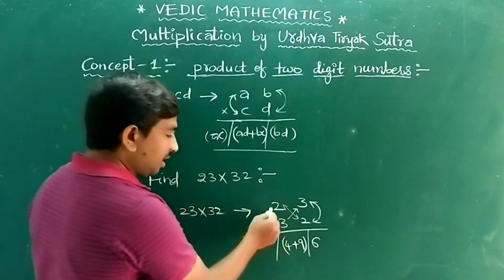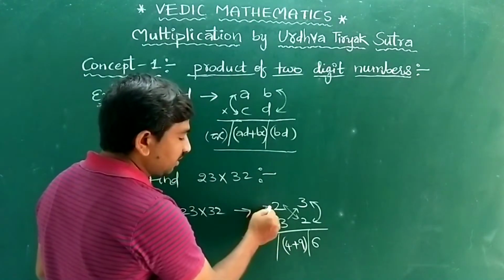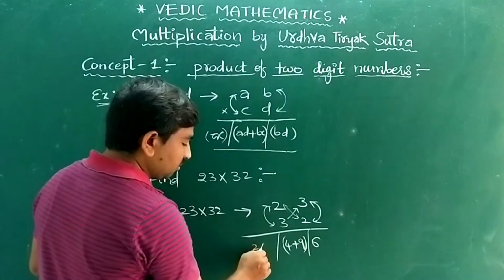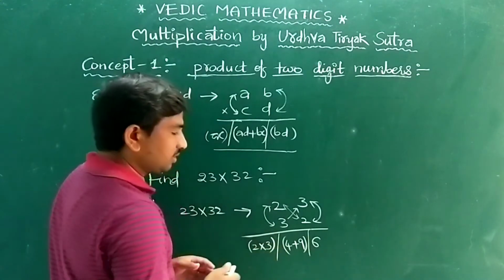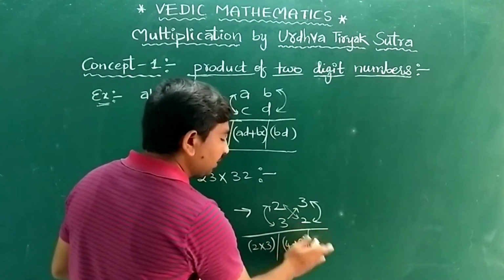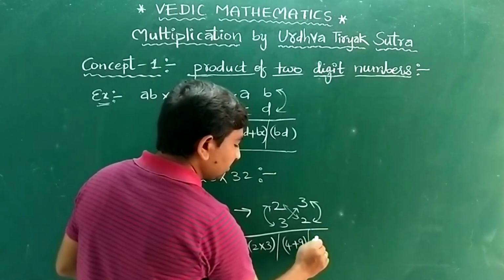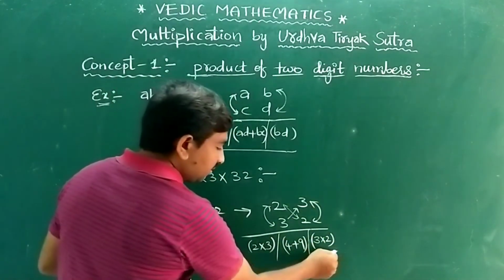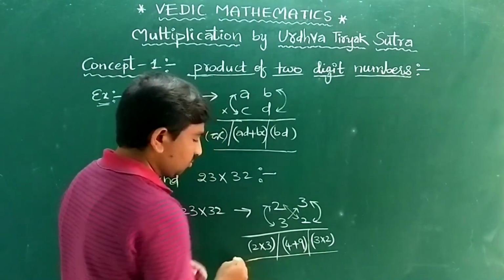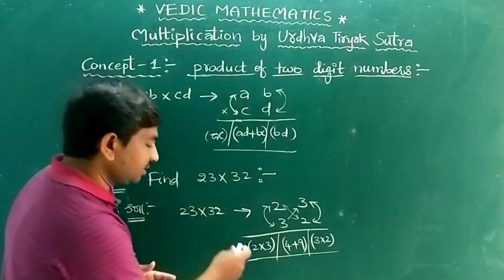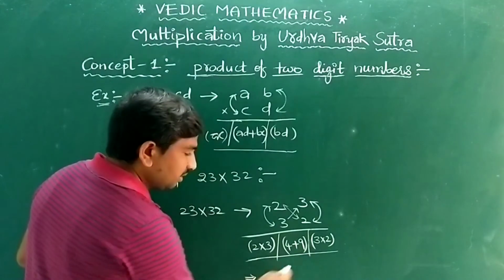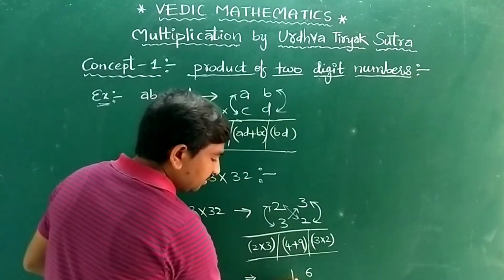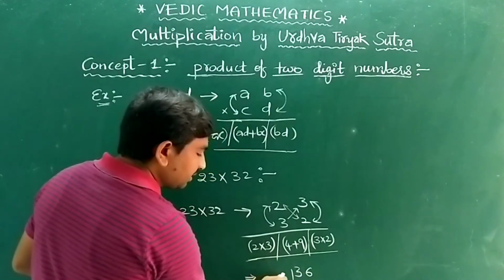Now what is the last, left part? The product of the extremes of the left side values: 2 into 3, which is 6. So this is the solution. So the final answer is what? The final answer is, see, 3 into 2 is 6, and 4 plus 9 is 13, and 2 into 3 is 6.